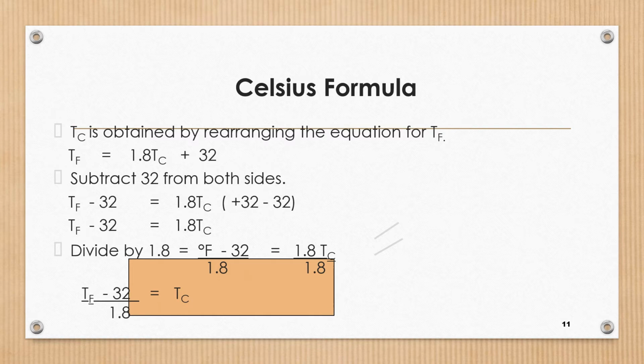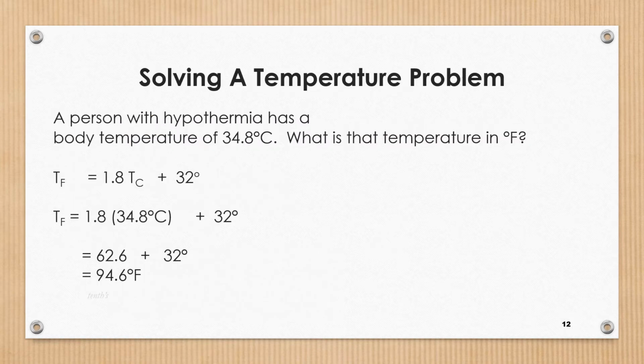It's easy, just use a calculator. For solving a temperature problem, for example: a person with hypothermia has a body temperature of 34.8 degrees Celsius. What is the temperature in degrees Fahrenheit?